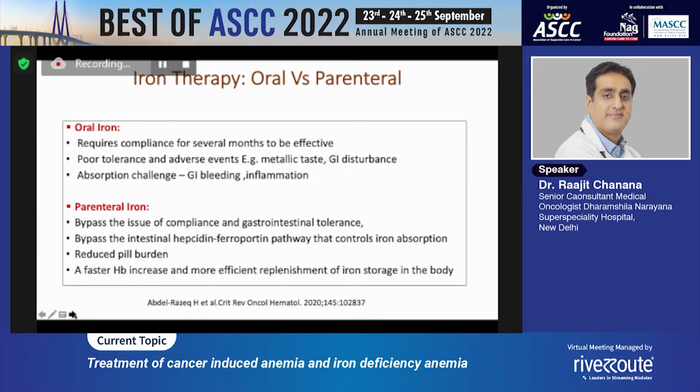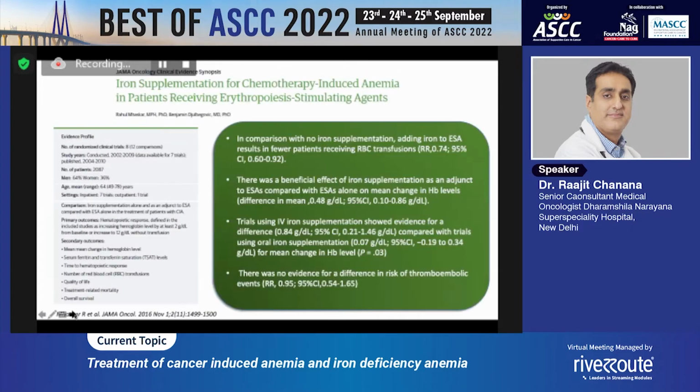Whereas parenteral iron is a better modality to use because it bypasses the issue of compliance and gastrointestinal tolerance, and it bypasses the intestinal hepcidin ferroportin pathway that controls the iron absorption. It reduces the pill burden, and there is a faster HB increase and more efficient replenishment of iron storage.